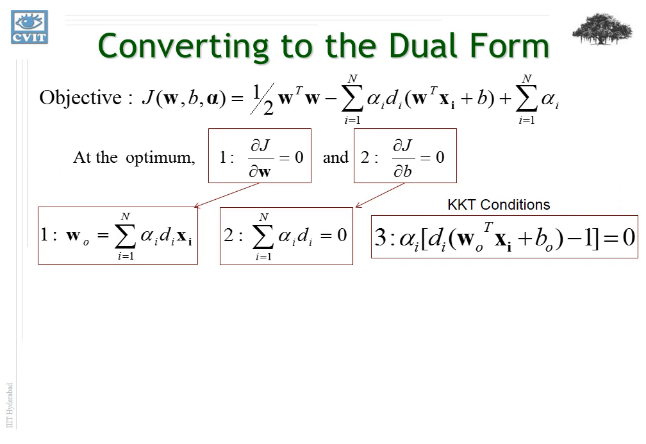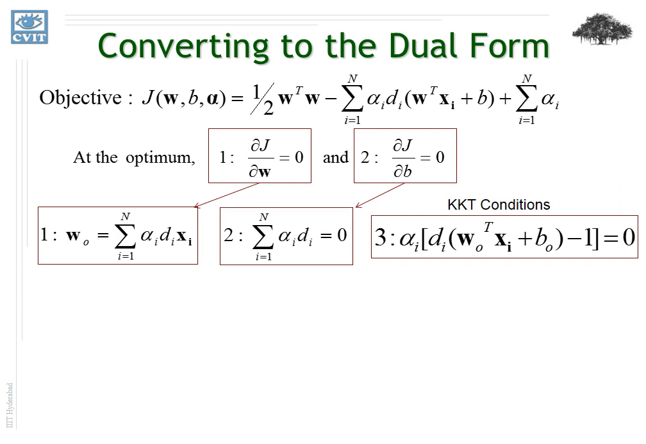at the optimum, each and every term corresponding to the Lagrange multipliers in the J function should go to 0. Taking a closer look, if I take each of those terms corresponding to each of the training samples, what we have is alpha_i times (d_i times (w optimum transpose x_i plus b optimum) minus 1) should be 0 for every i. That is, for every training sample at the optimum, this term should vanish.